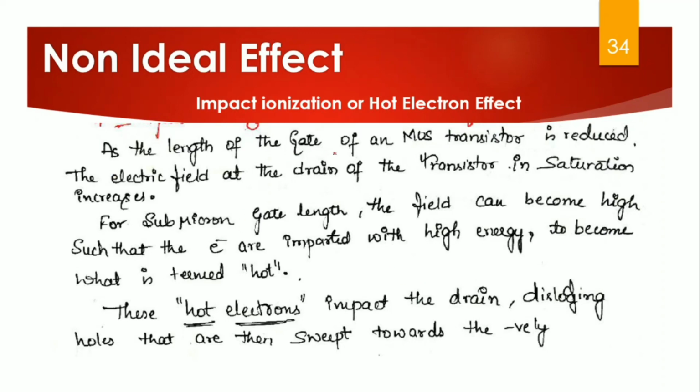Now, as the length of the gate of the MOS transistor is reduced, the electric field at the drain of the transistor in the saturation region increases. We know that in the saturation region, the electric field falling on the channel is responsible for carrying the electrons that rush into the channel towards the drain, because there is no channel here.